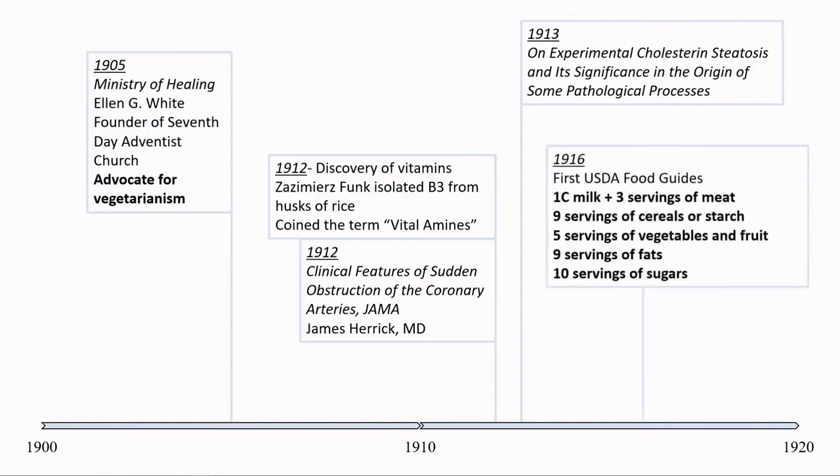Finally, in 1916, the USDA published their first food guide, which was largely based on what the average healthy, non-nutritionally deficient American ate. At this point, the needed amount of micronutrients for humans was not yet established.